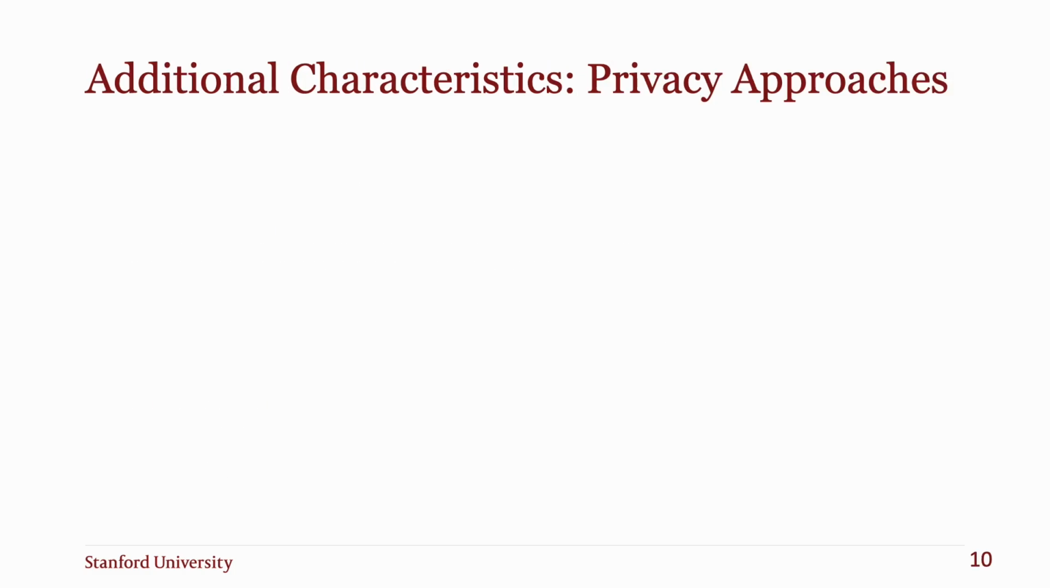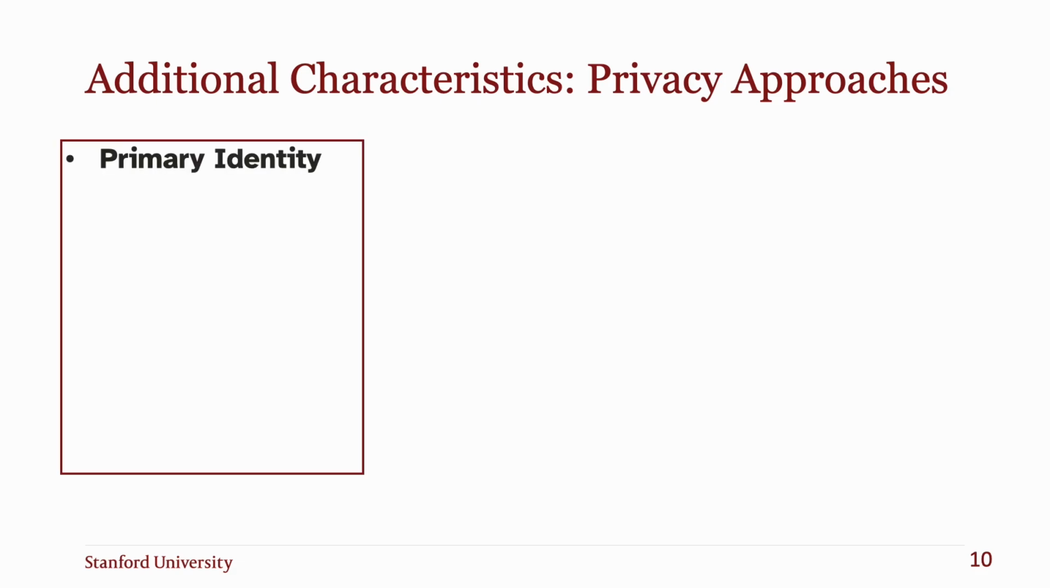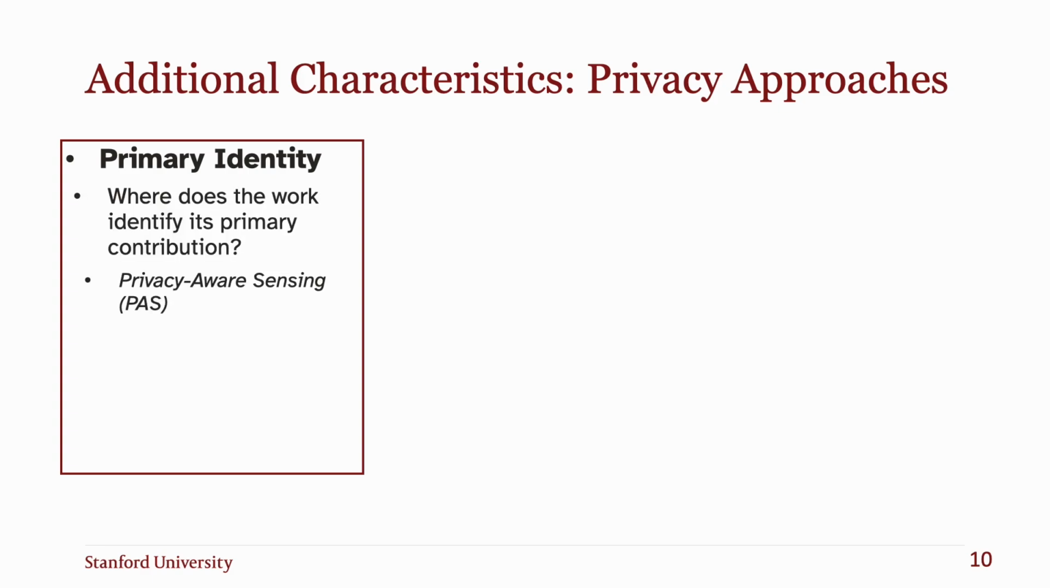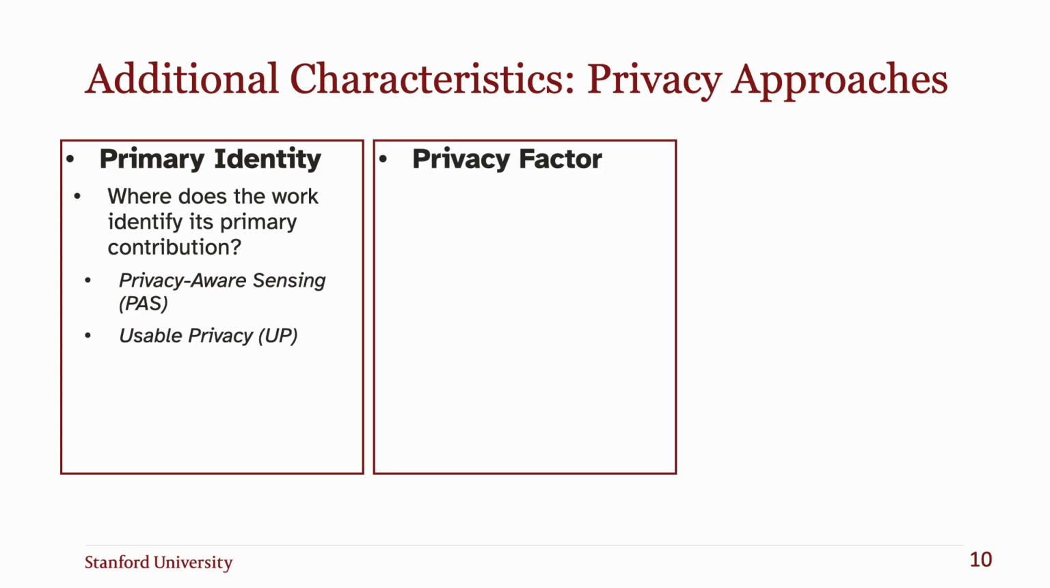As part of our systemization work, we defined additional characteristics to code the works by. We characterize their works based on their primary identity. Where does the work self-identify as its primary contribution? As a privacy-aware sensing contribution or a usable privacy contribution? We then characterize based on their privacy factor what kind of mitigation is being proposed.